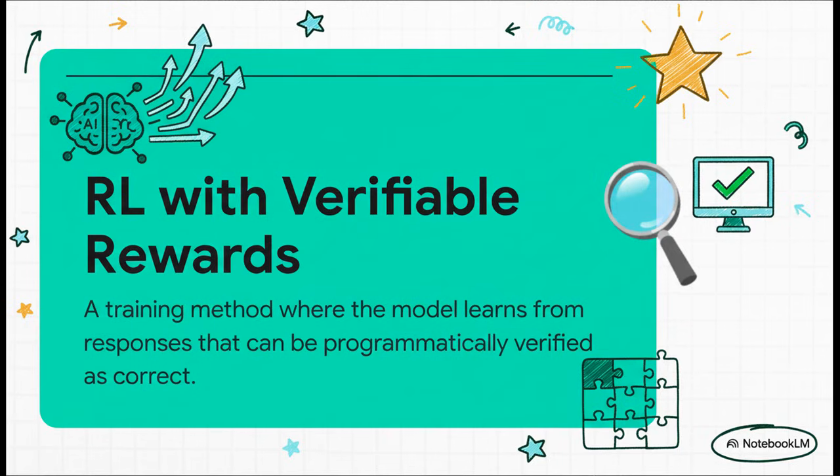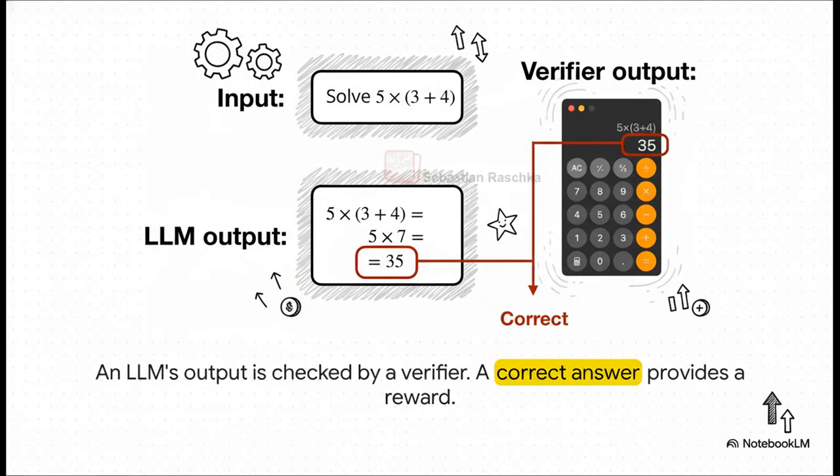Instead of just relying on humans to say, good job, the AI learns by getting rewards for answers that a computer program can prove are 100% correct. And what I love about this is just how simple and powerful it is. Look at this example. The AI tries to solve a math problem. The output gets checked against a simple calculator. If the answer is 35, boom, the model gets a super clear, verifiable, you got it right signal. This reinforces that specific path of reasoning, making it stronger for next time.